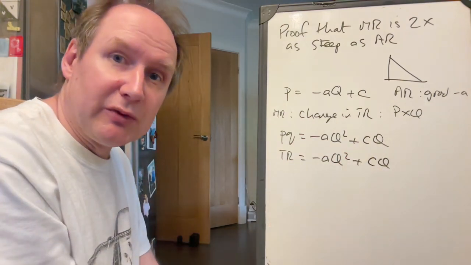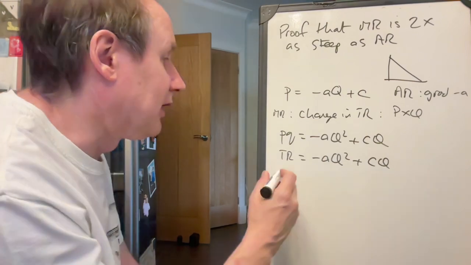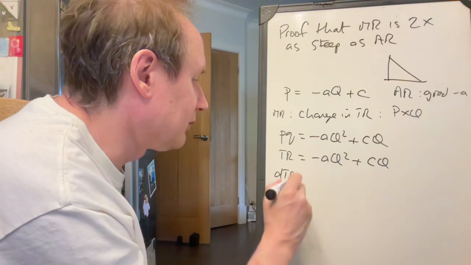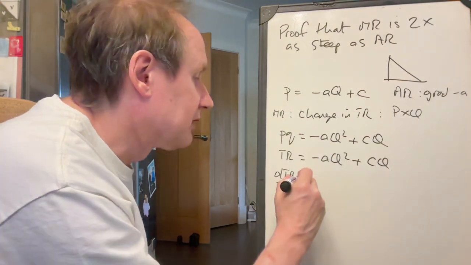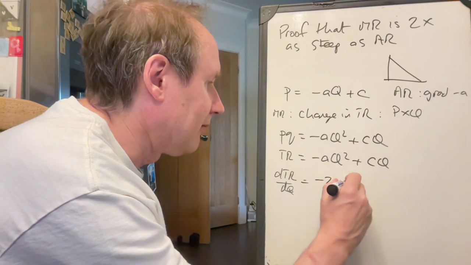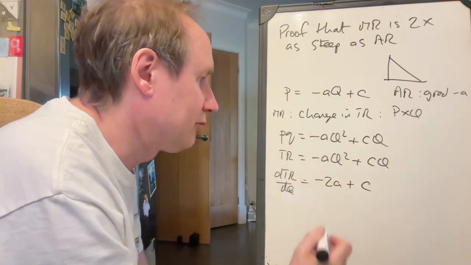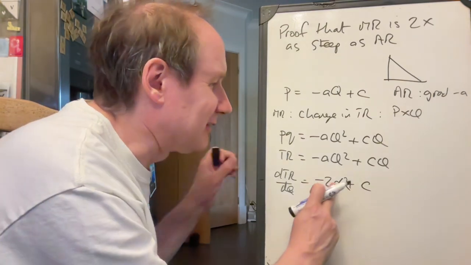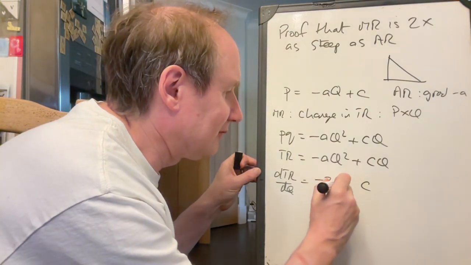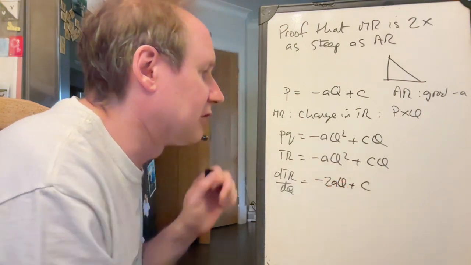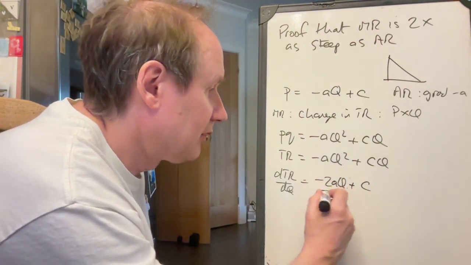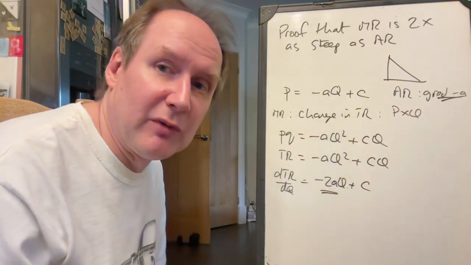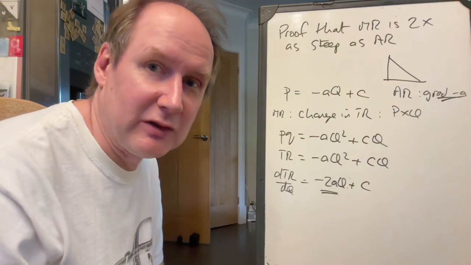So let's find marginal revenue now. Let's differentiate it. Marginal revenue is dTR by dQ, the rate of change of revenue with respect to output. That gives us minus 2AQ plus C. So what's the gradient of marginal revenue? Minus 2A.